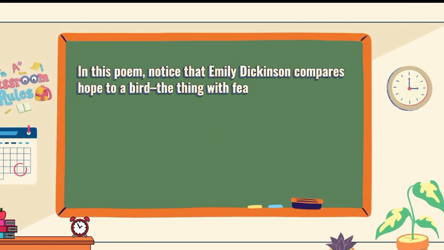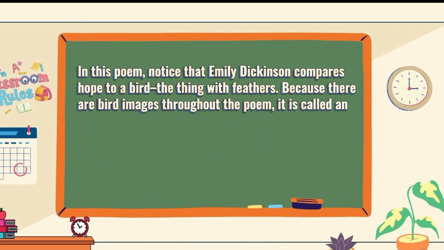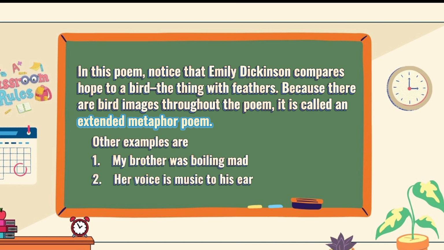In this poem, notice that Emily Dickinson compares hope to a bird, the thing with feathers. Because there are bird images throughout the poem, it is called an extended metaphor poem. Other examples are: number 1, my brother was boiling mad. Number 2, her voice is music to his ear.